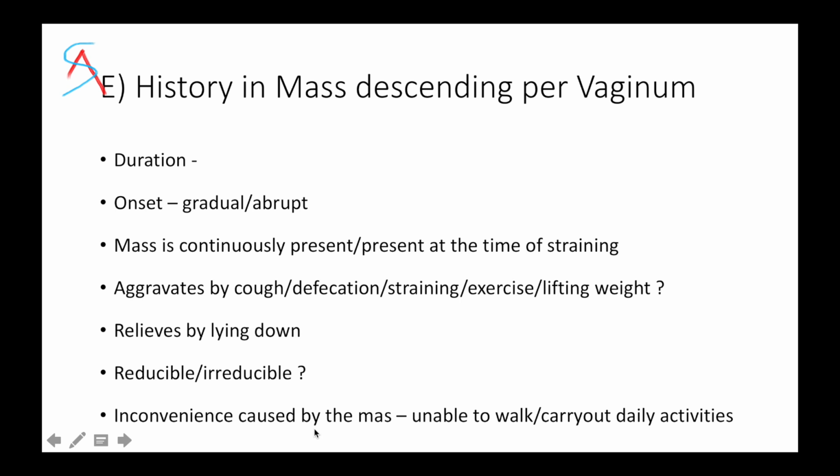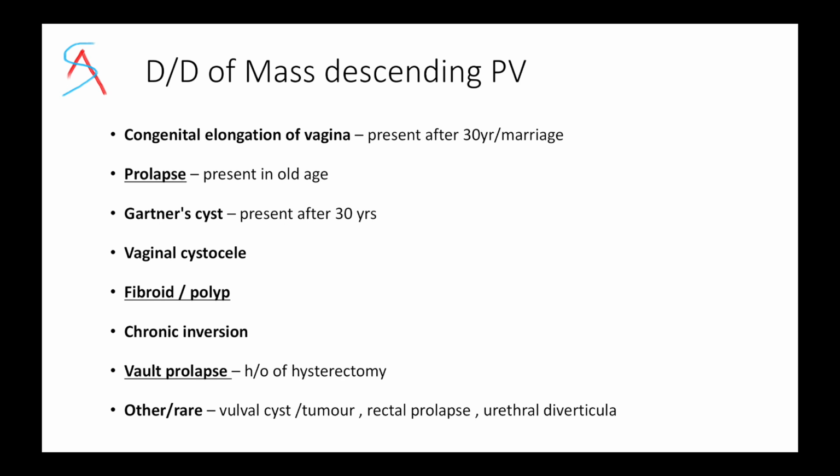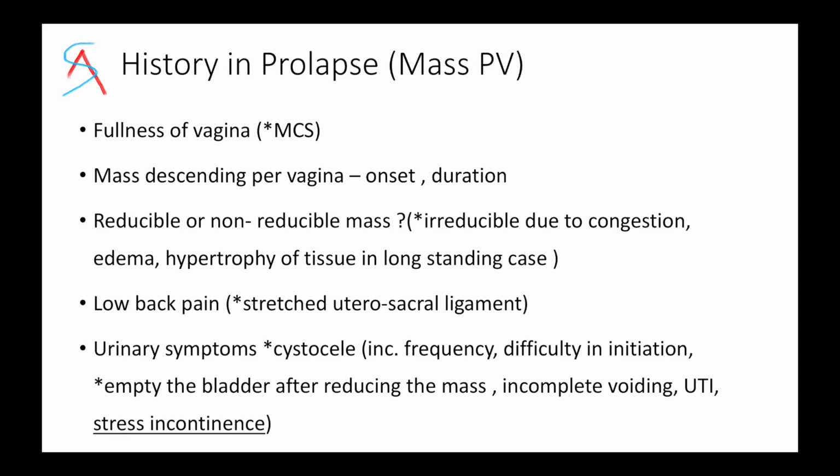If there is inconvenience caused by the mass, especially if it has been there for a longer duration, ask what made the patient come now. The most common differential diagnosis in old age would be prolapse or a fibroid, or if the patient gives a history of hysterectomy, mostly vault prolapse. If you think it's prolapse, the patient will say that initially she had fullness of the vagina, and now slowly the mass has come out of her introitus. I need to ask the onset, the duration, and whether it is reducible or irreducible.